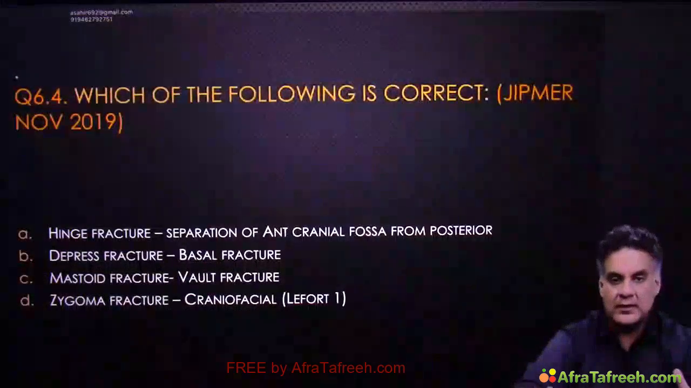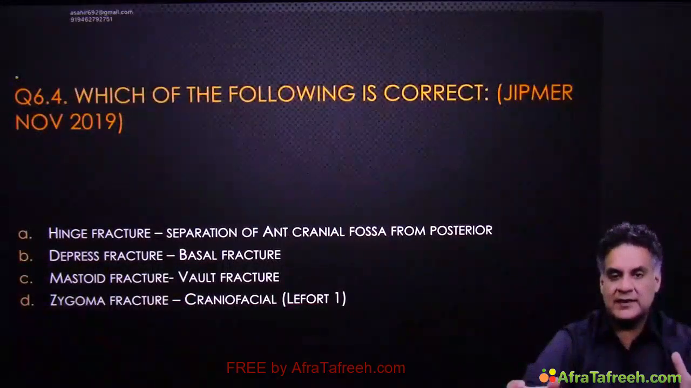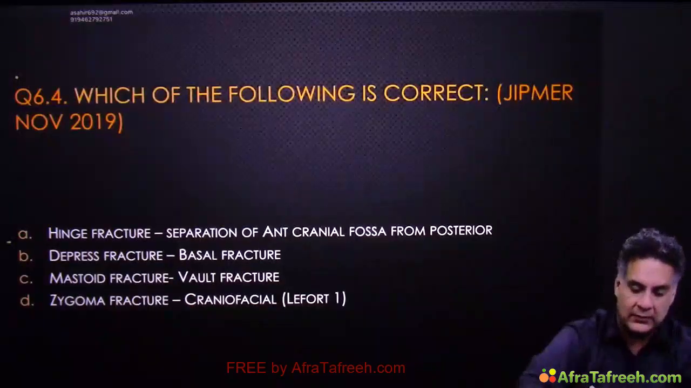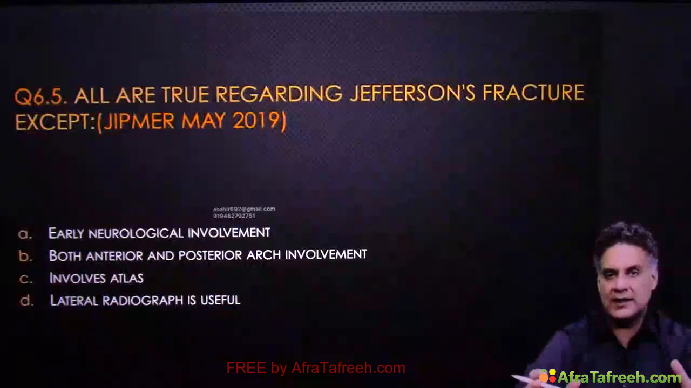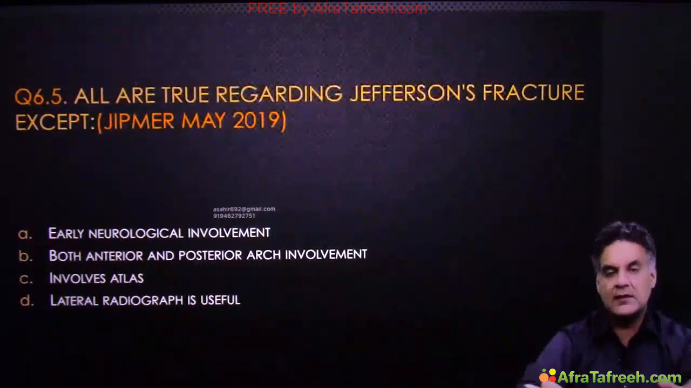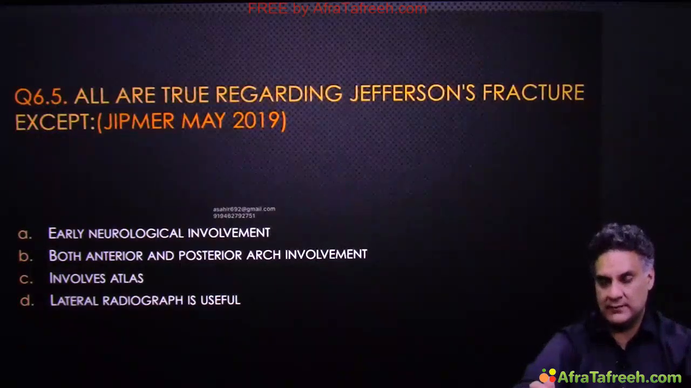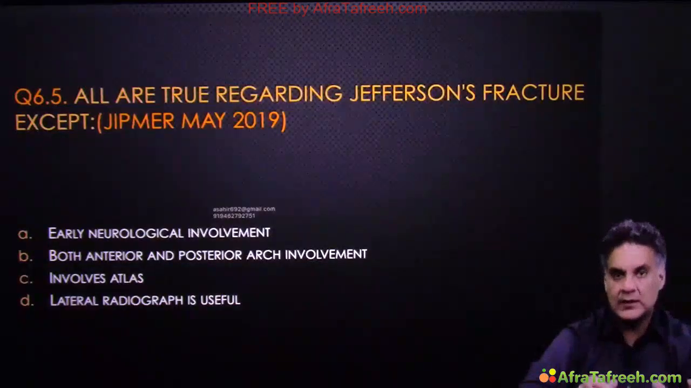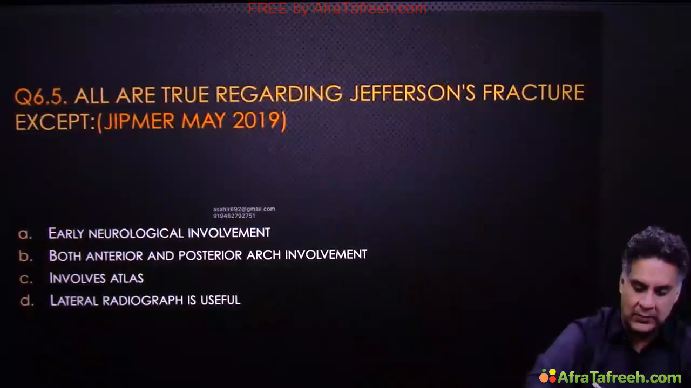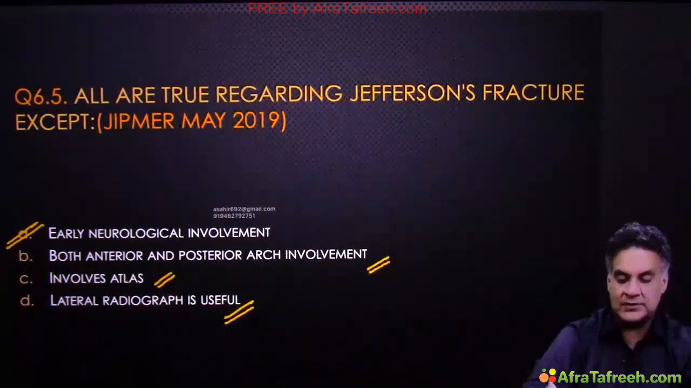Question number 4. Which of the following is correct? Hinge fracture is separation of anterior cranial fossa from posterior. Absolutely correct. It's also called a motorcyclist fracture. All are true regarding Jefferson fracture except C1 and C2 injuries usually do not have neural deficit because it's a very capacious area. So the early neurological involvement will not be there. We know that Jefferson involves the atlas, lateral X-ray is useful, both anterior and posterior arches involved.